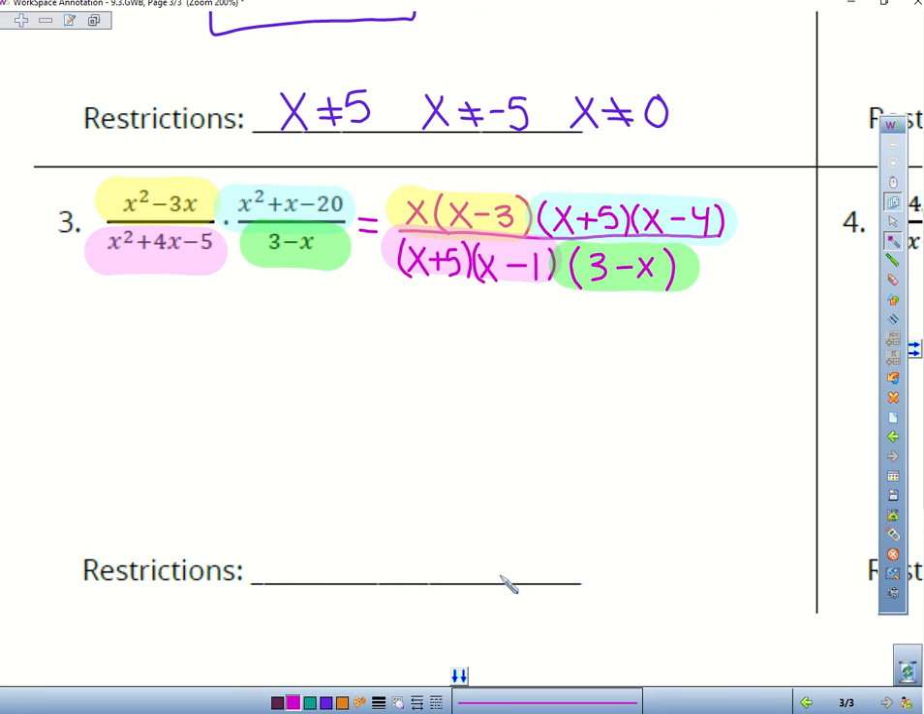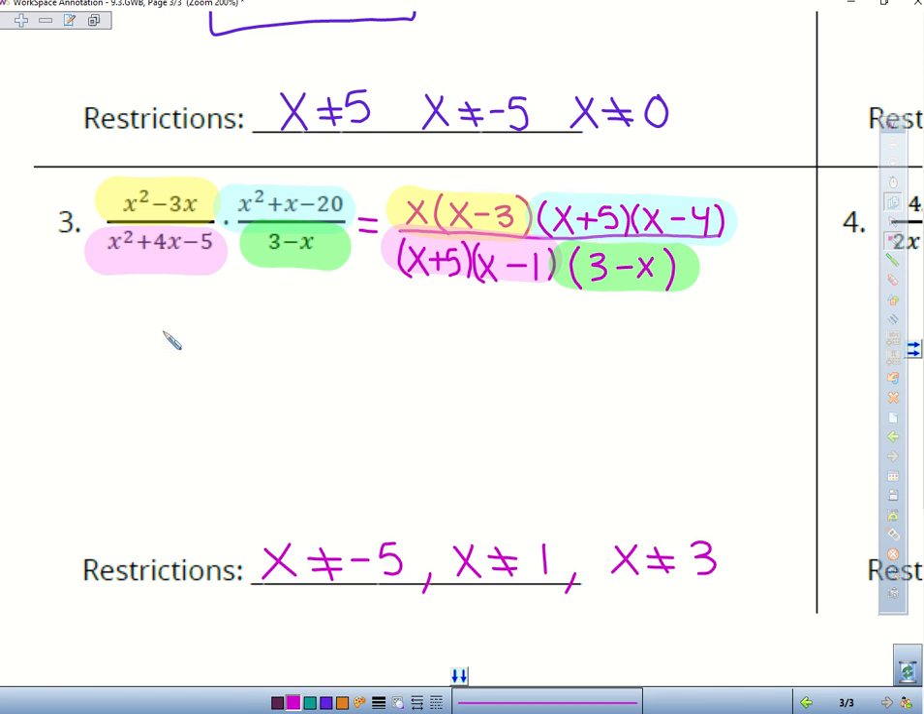Okay, so now we want to find our restrictions. So what are my 3 restrictions going to be? X minus 5, x plus 1, and x plus 3. Positive 3. Yeah. Why would positive 3 not work but negative 3 does? Because if you had a negative 3, it would be 3 minus a negative 3, which would be 6. But what's 3 minus 3? 0. So if I plug the 3 in, that would give me a 0.